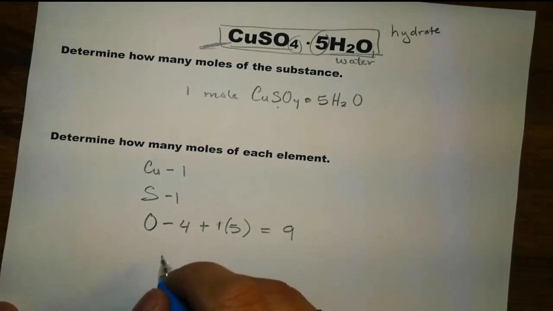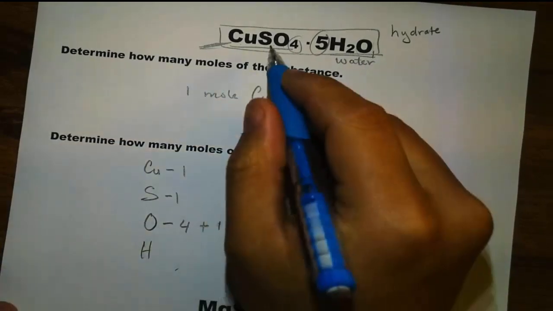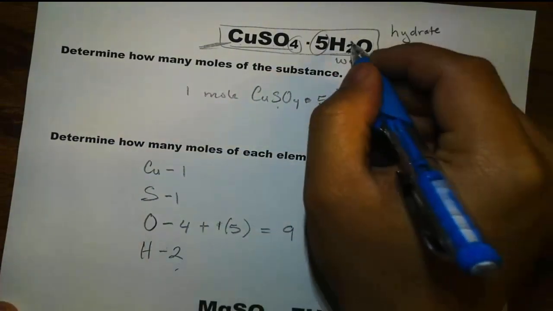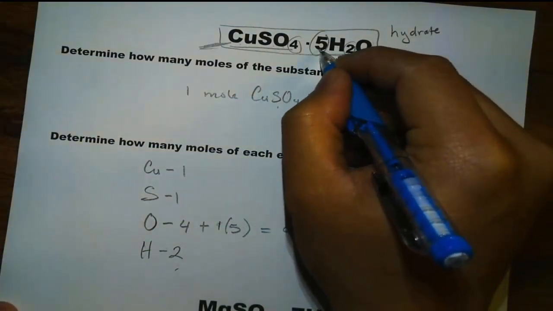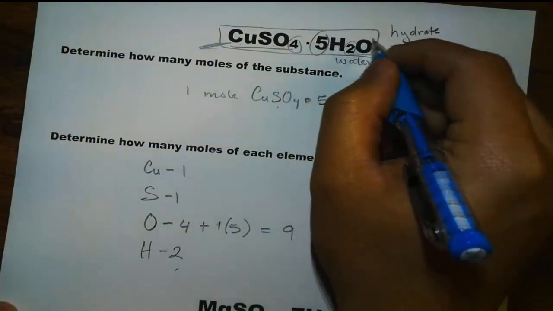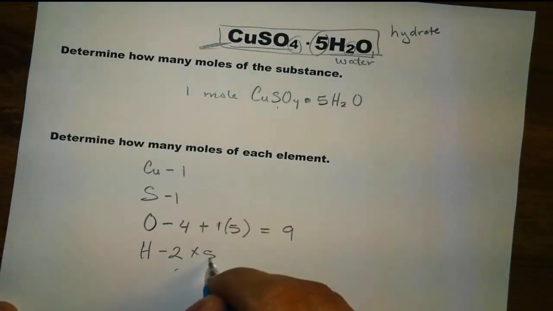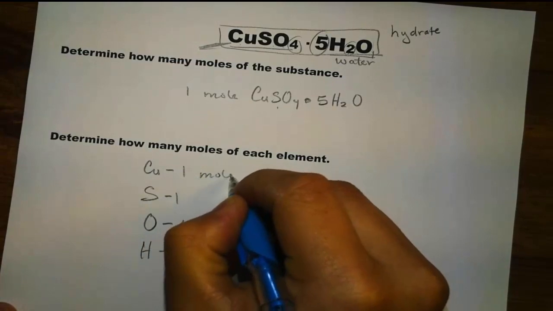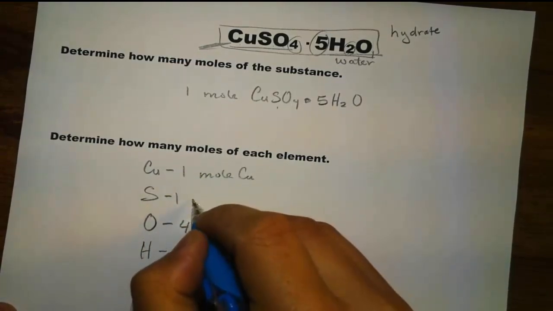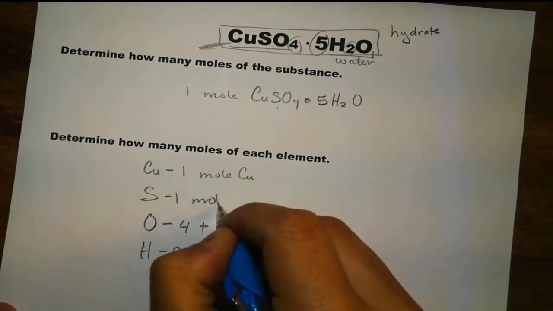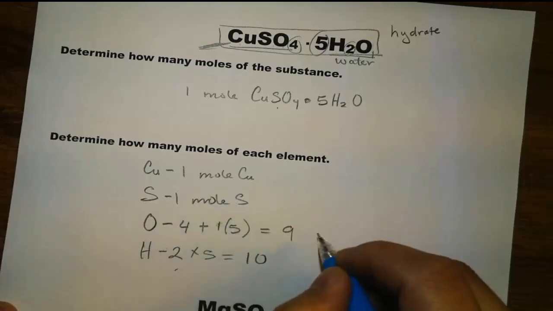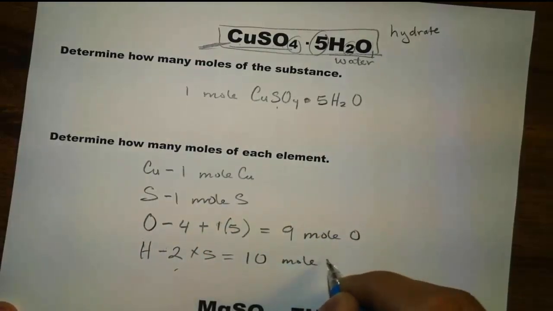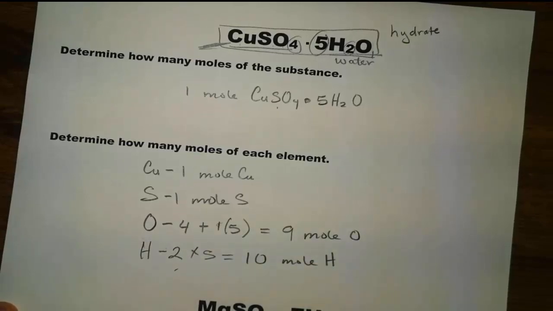Then we have hydrogen. Well, we don't have any hydrogen here, but we have it here. There are 2 hydrogen because of that subscript right there, but there are 5 water molecules, so we have to multiply by 5. That gave us 10. So we have 1 mole of copper, and then we have 1 mole of sulfur, then we have 9 moles of oxygen, then lastly we have 10 moles of hydrogen. Isn't that easy?